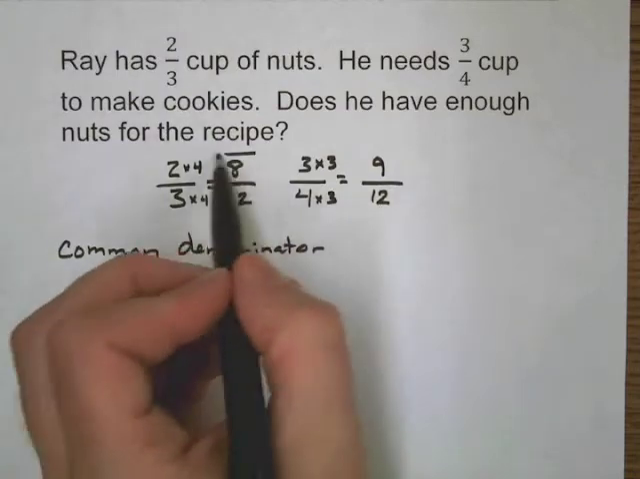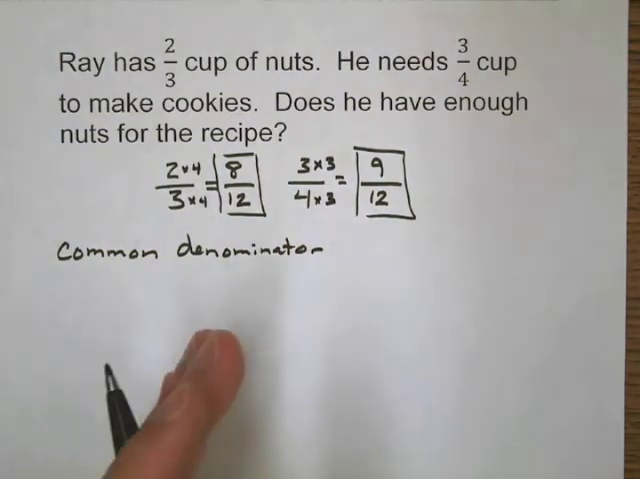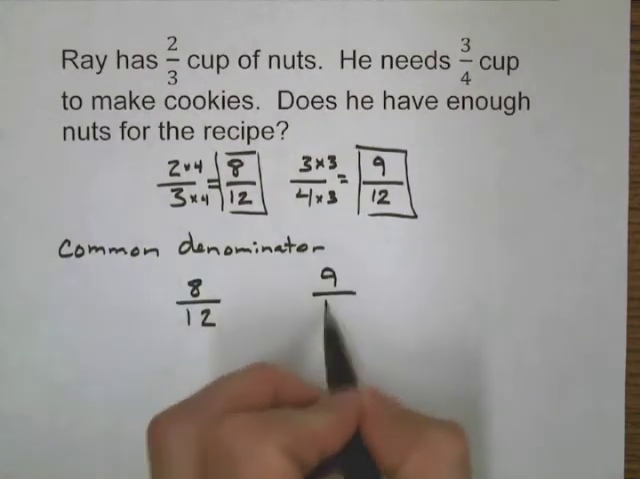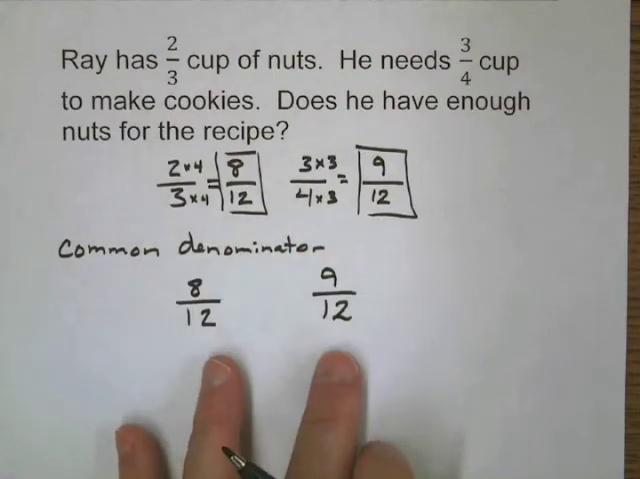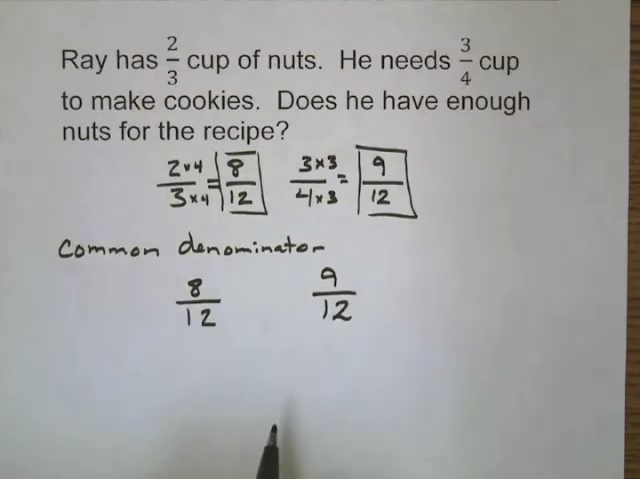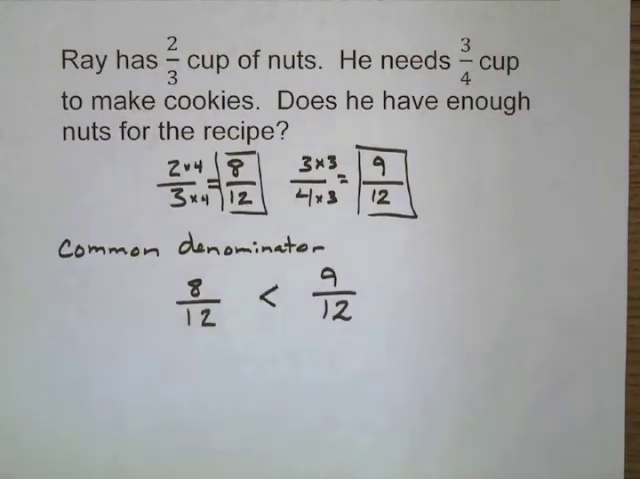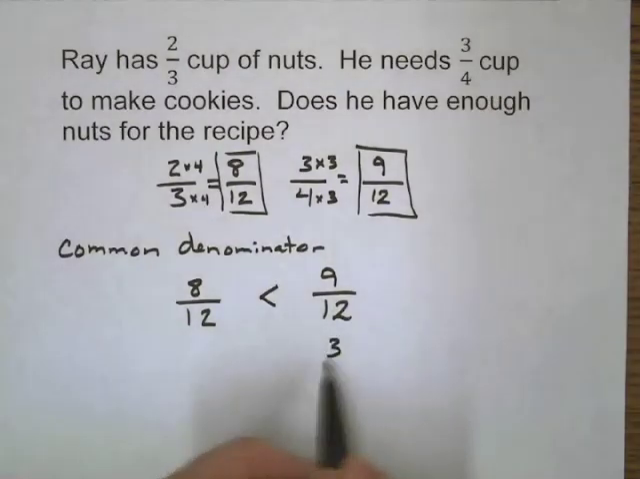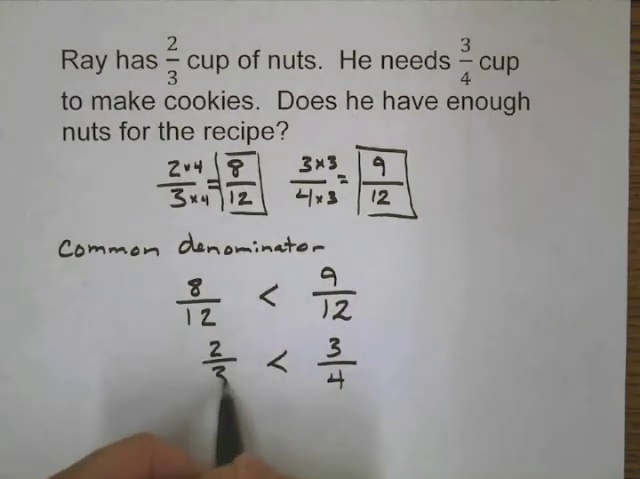So now I can make my comparison between these two fractions. And now I have like fractions, 8/12 and 9/12. So before I had unlike fractions, and I've changed them into like fractions by finding a common denominator. And 8/12 and 9/12, well, 9/12 is greater than 8/12. So that means that 3/4 is also greater than 2/3, or 2/3 is less than 3/4.